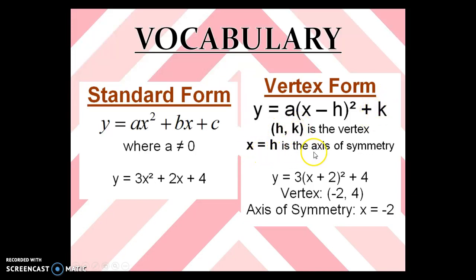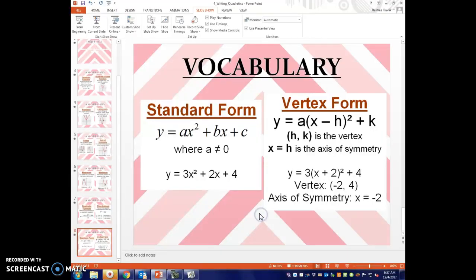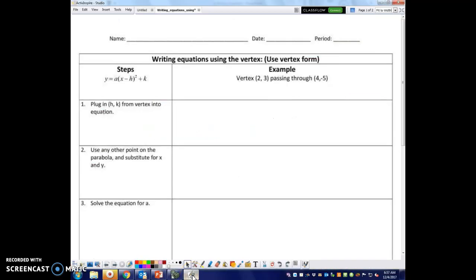x equals h is the axis of symmetry, not minus h, just the h, okay? So here, the vertex is negative 2 and 4. Now notice it's a plus 2, because it's always the opposite, okay? And then plus 4 here. The axis of symmetry is x equals negative 2, okay? The opposite of here. So, we're going to try that today.